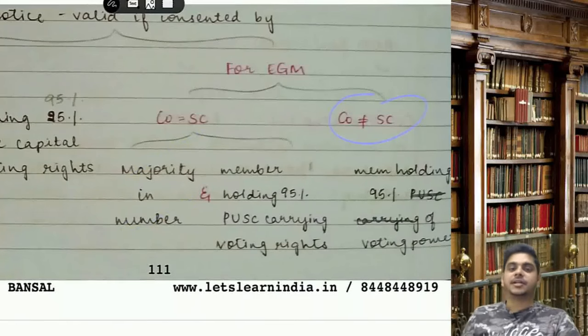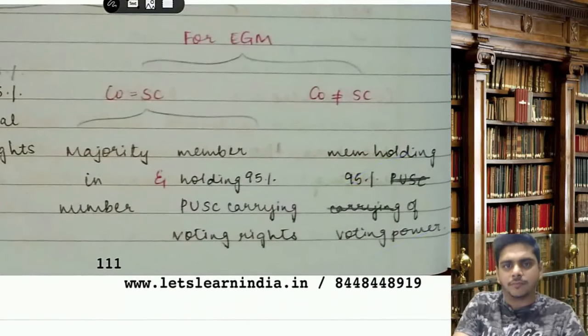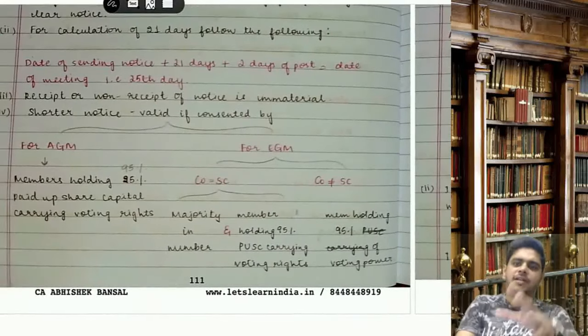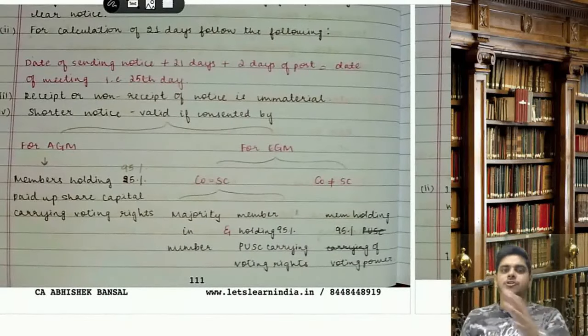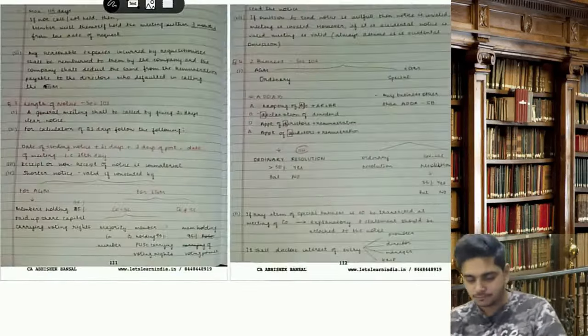in case of a guarantee company, that is a company not having share capital, members holding 95% of voting power. So 95% approval is required in simple words. That keep 7 days notice, 10 days notice, because you are keeping shorter days notice. So these people should agree.